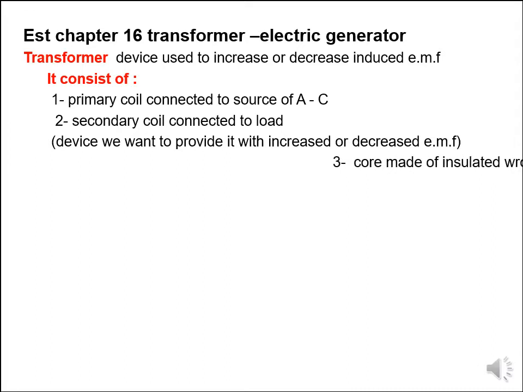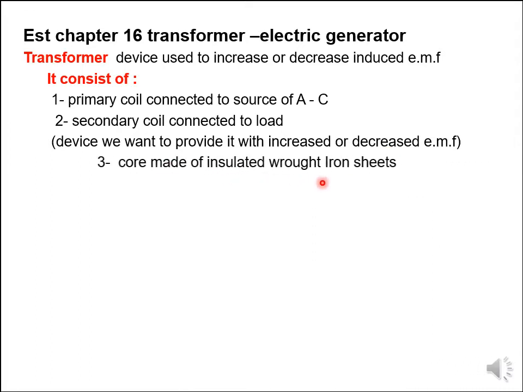The third part is the core, made of insulated wrought iron sheets. So the structure of the transformer: first, the primary coil is connected to a source of alternating current. It must be alternating current because an electric transformer doesn't work with direct current. Then the secondary coil is connected to the load, the device we want to provide with increased or decreased EMF. Third, the core made of insulated wrought iron sheets.